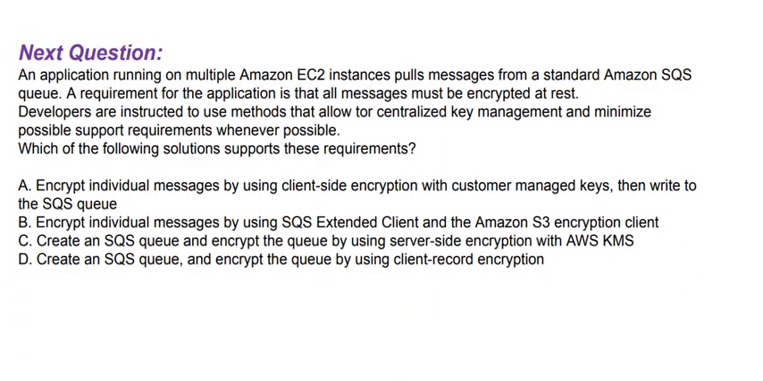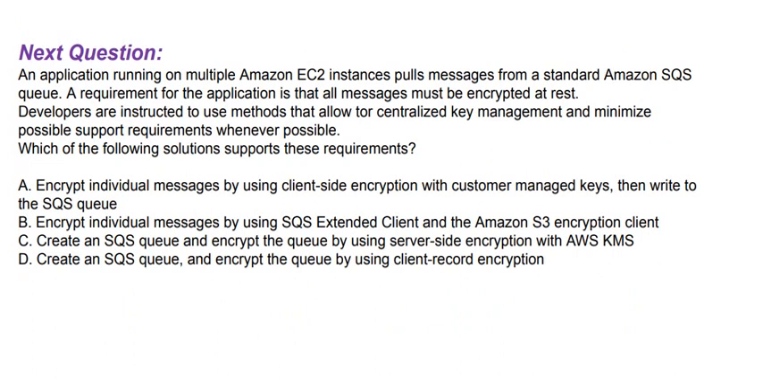Next question is, an application running on multiple Amazon EC2 instances pulls messages from a standard Amazon SQS queue. A requirement for the application is that all messages must be encrypted at rest. Developers are instructed to use methods that allow for centralized key management and minimize possible support requirements whenever possible. Which of the following solutions supports these requirements?